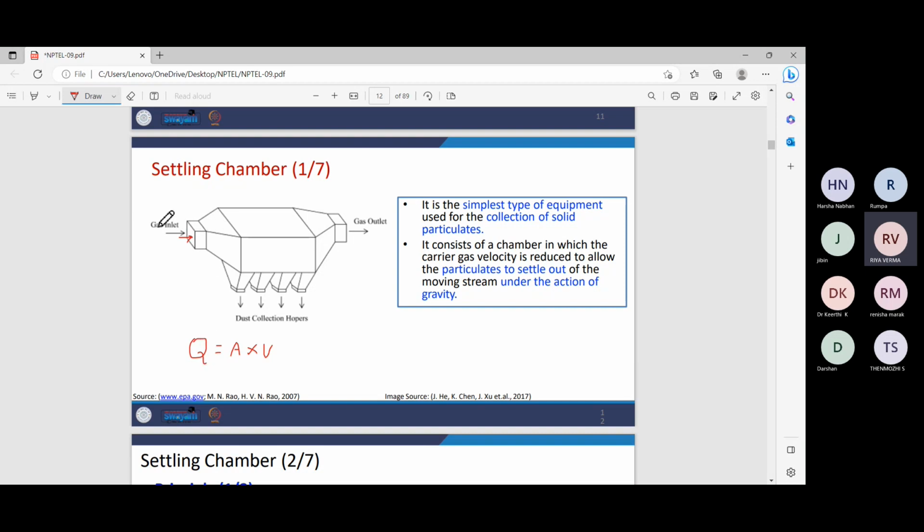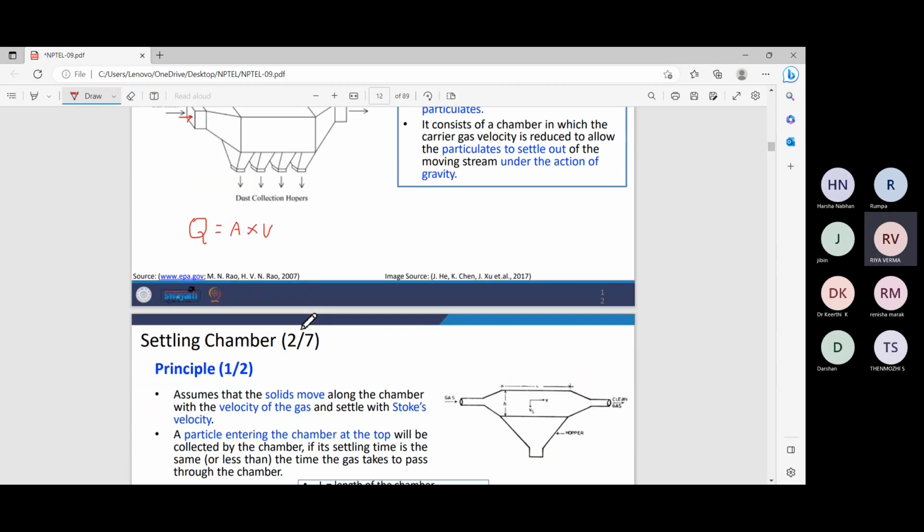So a certain amount of gas is entering from this inlet chamber. When we increase the area of this chamber, the flow rate stays the same, so while increasing the area, the velocity of the gas tends to decrease. When it decreases, the particulates present in the gas tend to settle down in these dust collection hoppers. After that, we have this outlet, and the clean gas comes out of the outlet chamber. So this is the principle of your settling chamber.